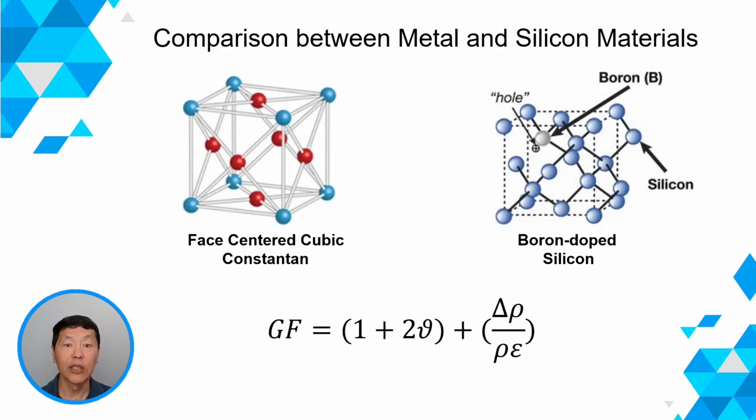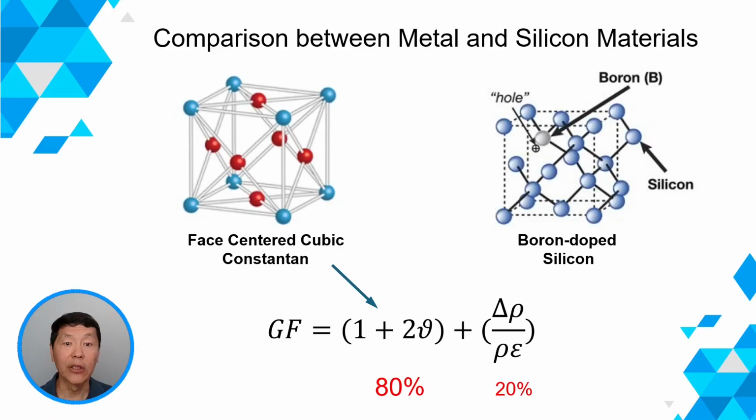Here I show the general equation for gauge factor. It is made up of two terms. The first term represents the contribution to gauge factor from a change in shape. Here nu is Poisson's ratio. The second term represents the contribution from the piezo-resistive effect. Here rho represents the resistivity.